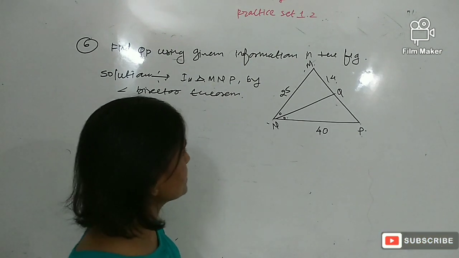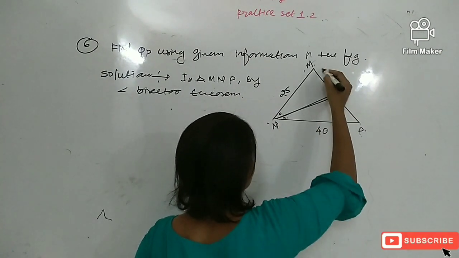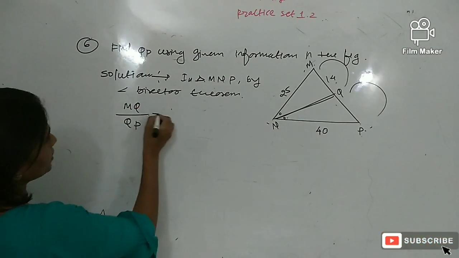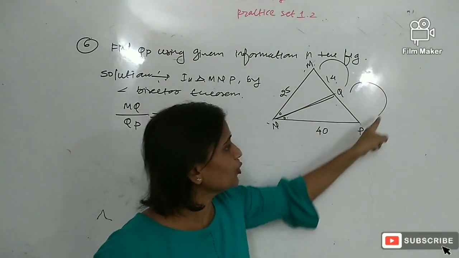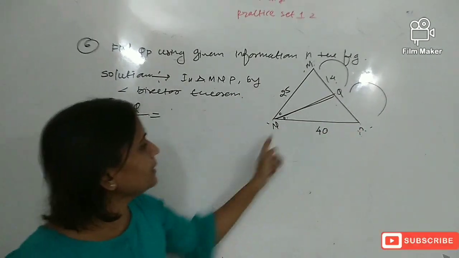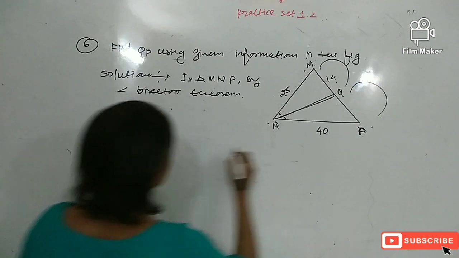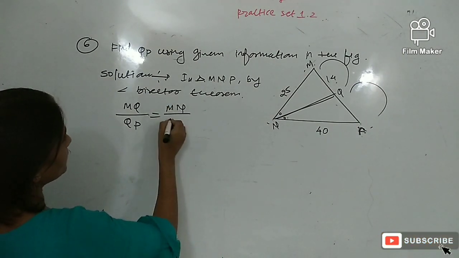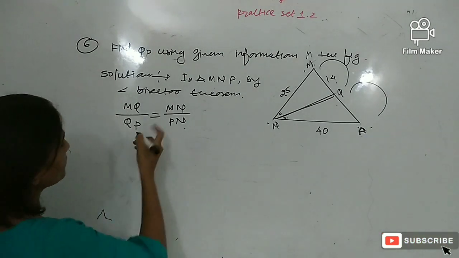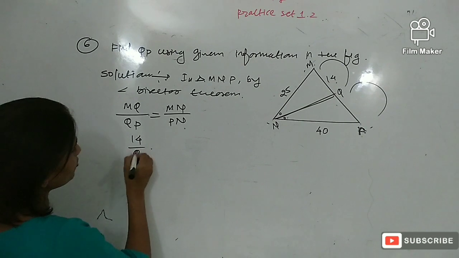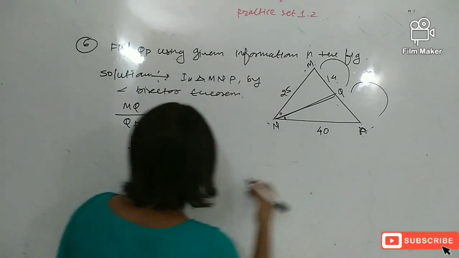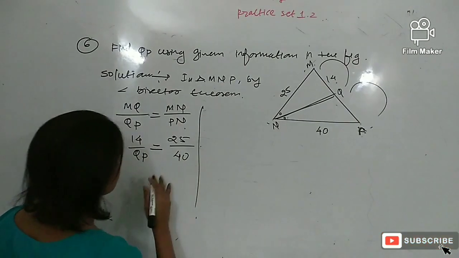So how can we apply the angle bisector theorem? This is the angle bisector. So the ratio MQ dividing by QP is equal to MN dividing by PN, or NP. This is the statement of the angle bisector theorem, and just put the values. MQ value is given 40, QP value we have to find, MN value is 25 and PN value is 40. Just simplify this equation.